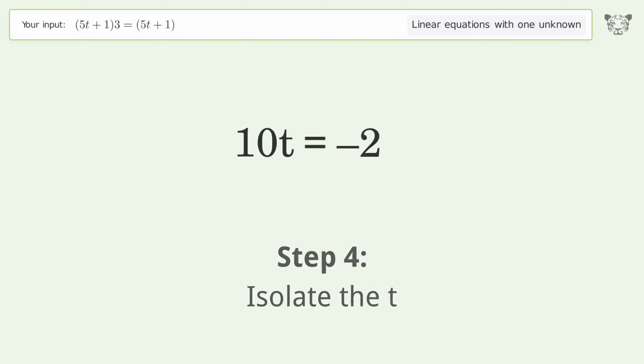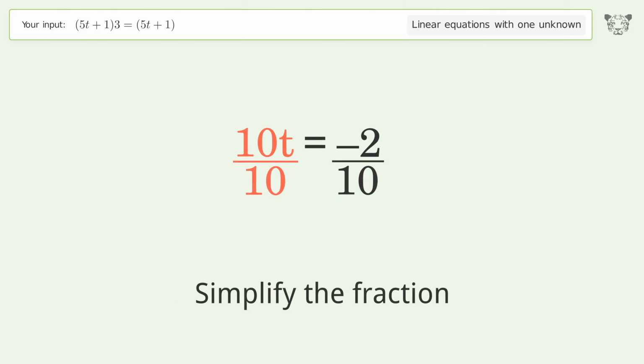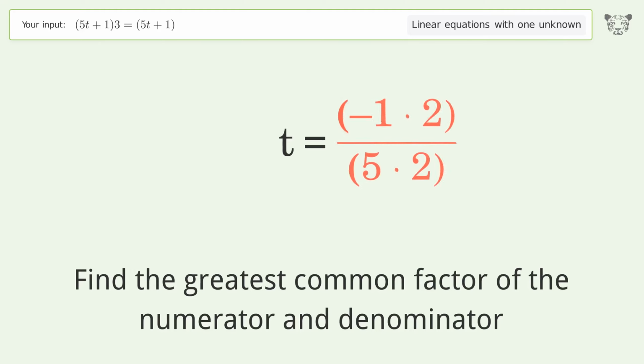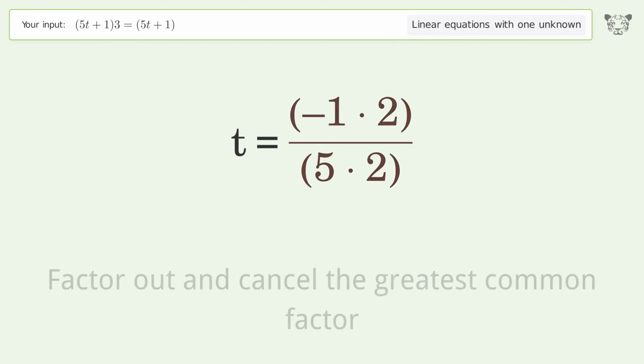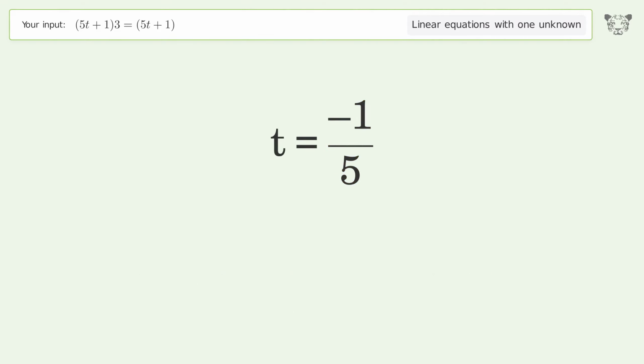Isolate the t. Divide both sides by 10. Simplify the fraction. Find the greatest common factor of the numerator and denominator. Factor out and cancel the greatest common factor. And so the final result is t equals -1/5.